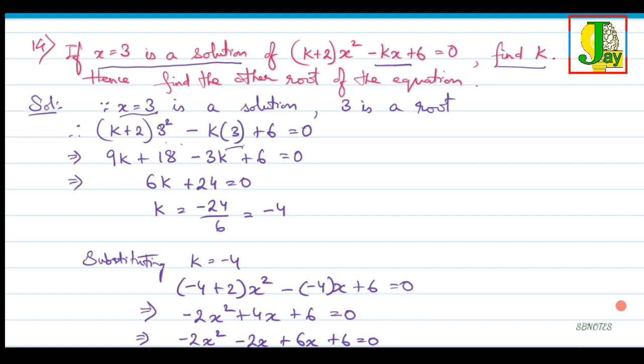Since 3 is the root, that has to be equal to 0. After this we can easily find the value of k, which is minus 4, and then we put the value of k in the given equation to find the other root, because we get 2 roots for a given equation. One root is already 3, and the other root we need to find out.